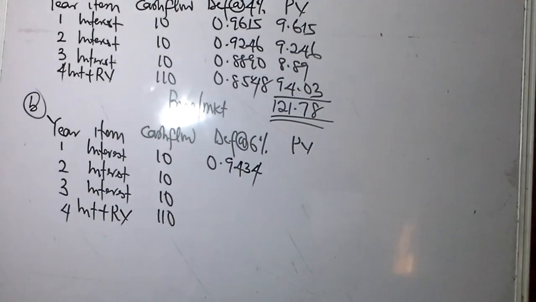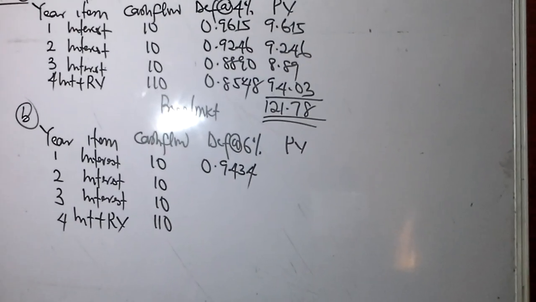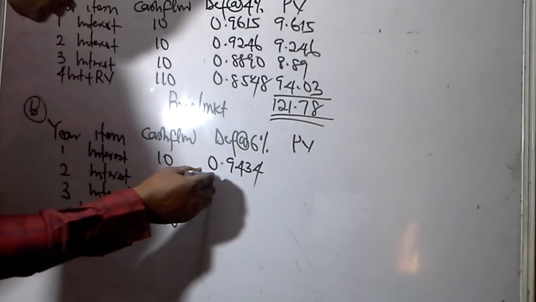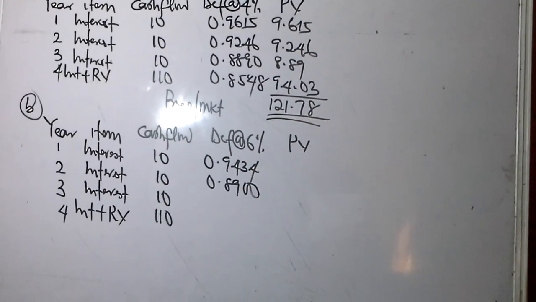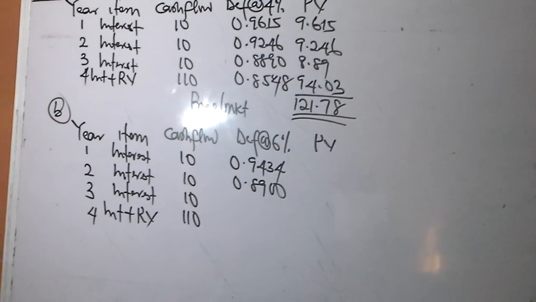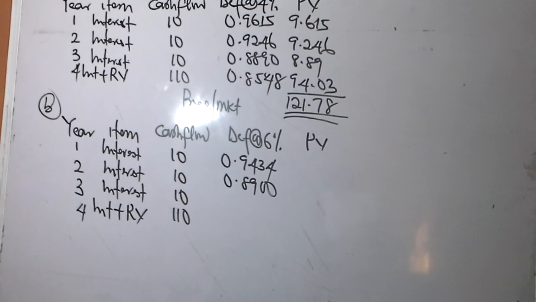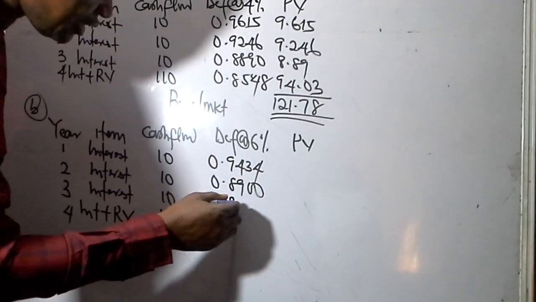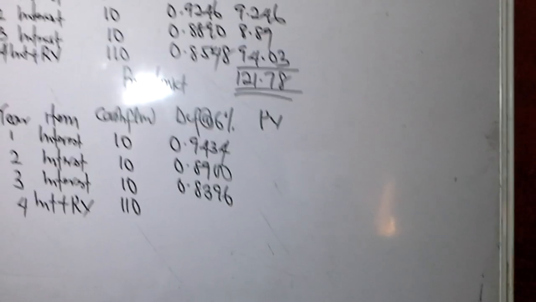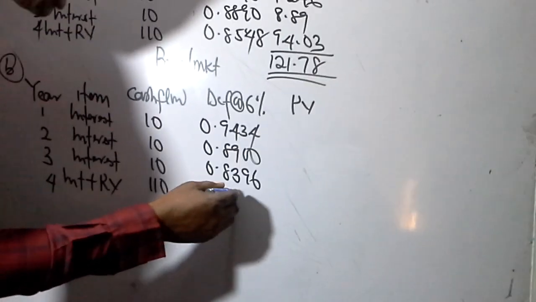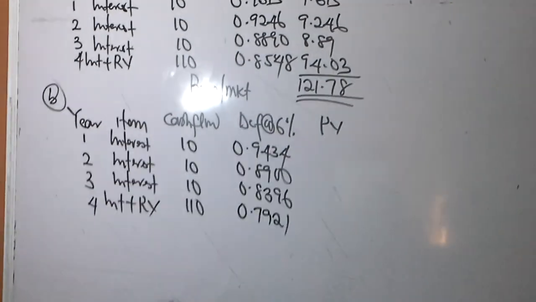0.9434. Year 2, 0.8900. Year 3, okay, year 3, 0.8396. For year 4, the last year of the bond, the year of redemption, is 0.7921. So the same thing now, let's do the PV of the bond.